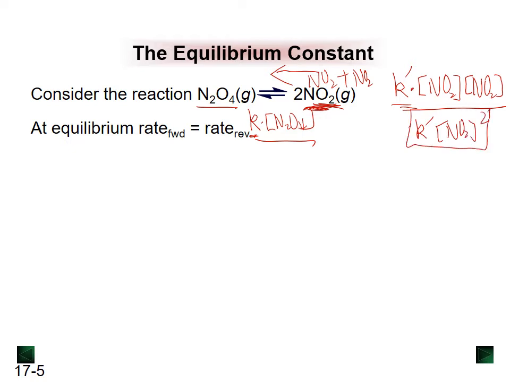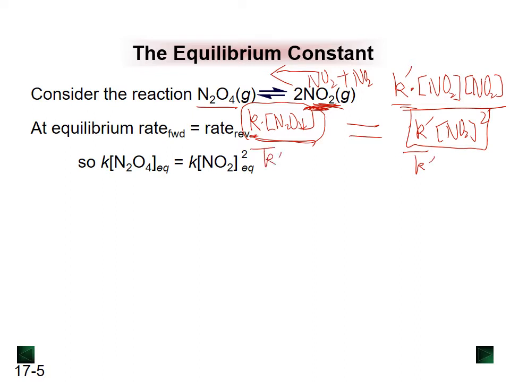Okay, so that's the reverse reaction, and this is the forward reaction. And when the reaction reaches equilibrium, these rates become the same. Forward rate equals reverse rate. Now if we divide by K prime on both sides, then it shouldn't change. For example, 2 equals 2. If you divide by 4, then you get 1/2 equals 1/2.